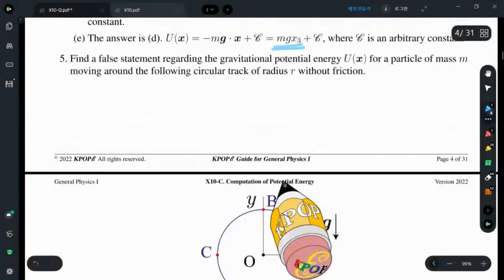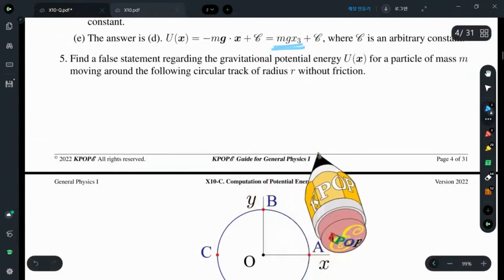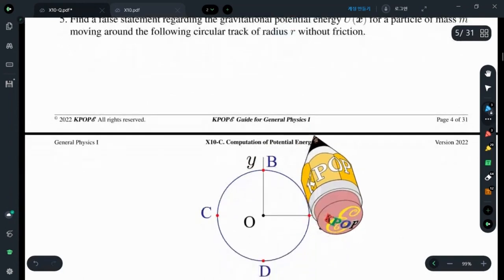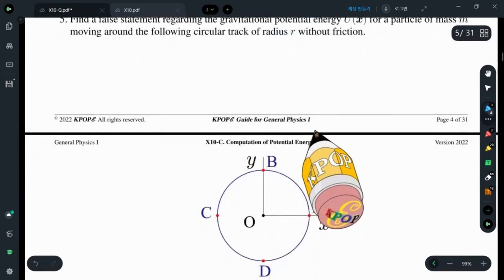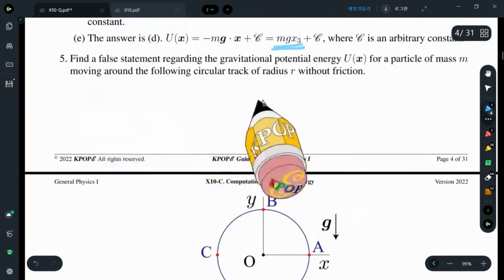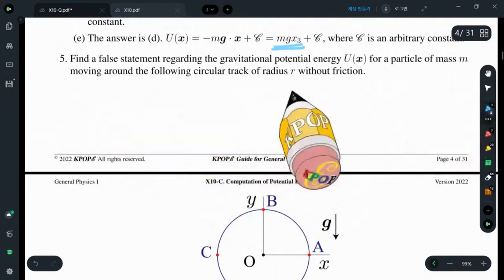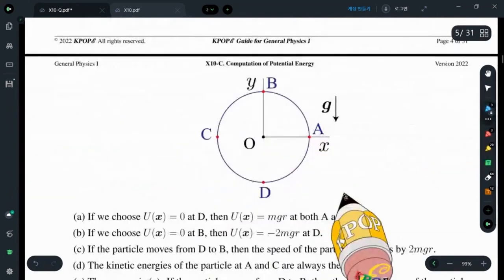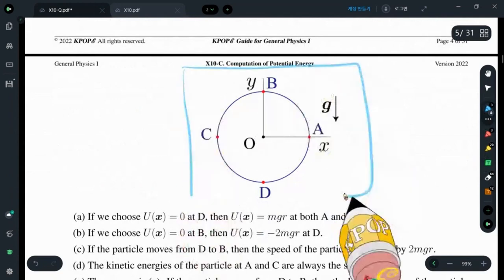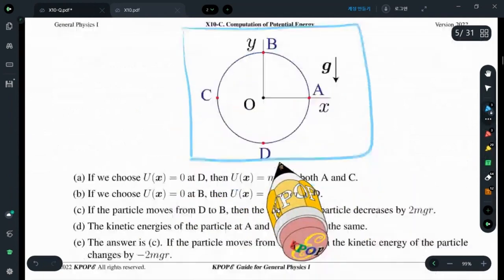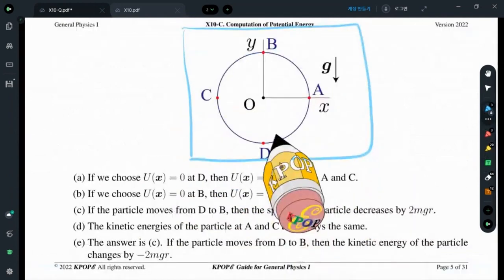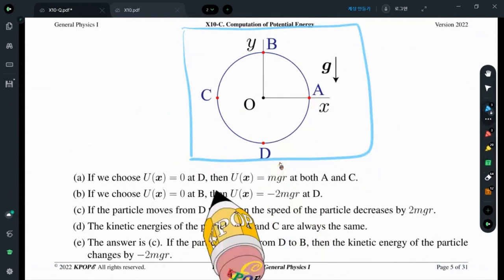Find the false statement regarding the gravitational potential energy. So we have seen this problem many times. Now we can deal with this problem with the conservative force.